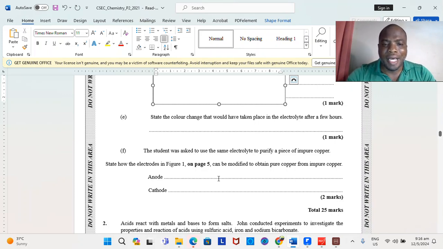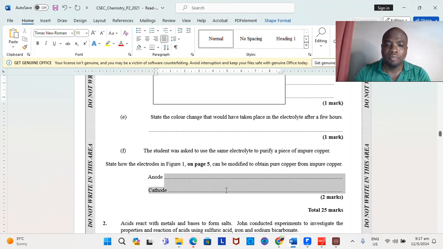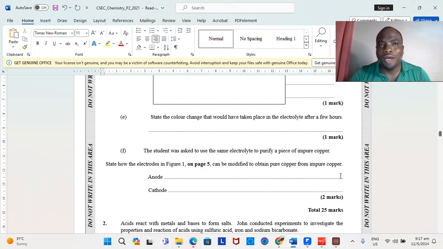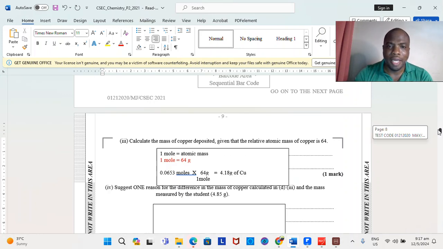The student was asked to use the same electrolyte to purify a piece of impure copper. State how the electrodes in figure 1 on page 5 can be modified to obtain pure copper from impure copper. Now we know that one application of electrolysis is for purification of, in this case, metal. So to purify a metal, we can use electrolysis. And so let me go back to the diagram.